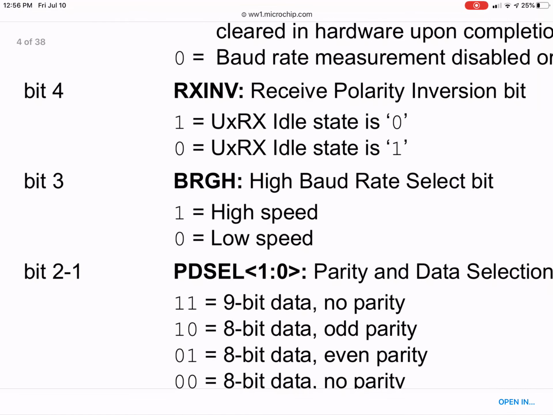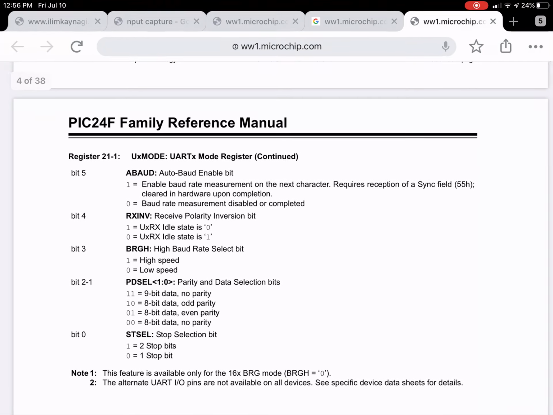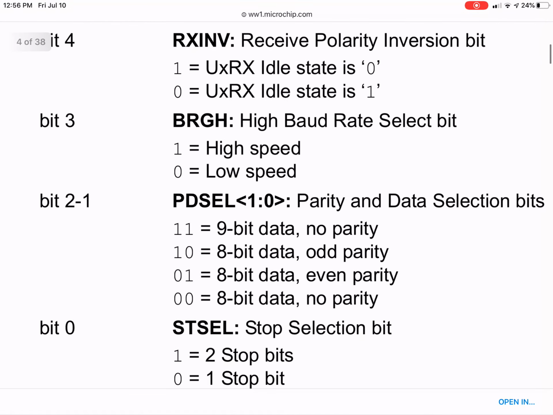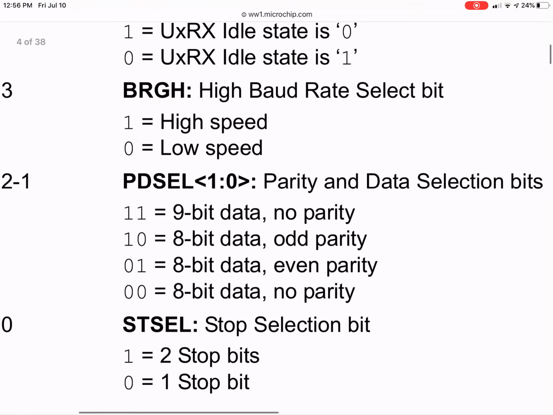Okay, so for baud rate, you have two modes: high baud rate selection bit, so you can either be in high speed or low speed, and we will talk about that more extensively later. And then we have PDSEL, the parity and data selection bits. You have 4 options: 9-bit data with no parity, 8-bit data with odd parity, 8-bit data with even parity, and 8-bit data with no parity. You have to select one of these options.